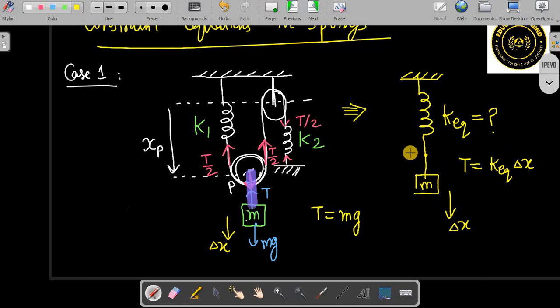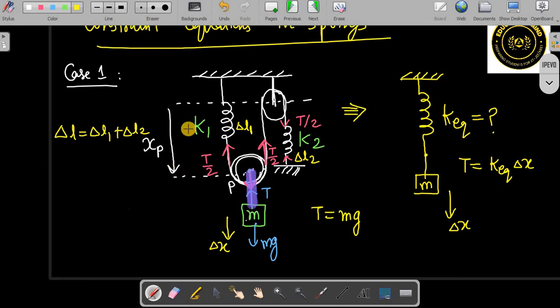Okay, so here we need to compare this, right? So how do we compare it? Let us apply this concept here. First of all, there will be some elongation happening in this spring. Let's say delta L1 is the elongation happening in the first spring. Here delta L2 is the elongation happening in the second spring. So total elongation delta L is equal to delta L1 plus delta L2.